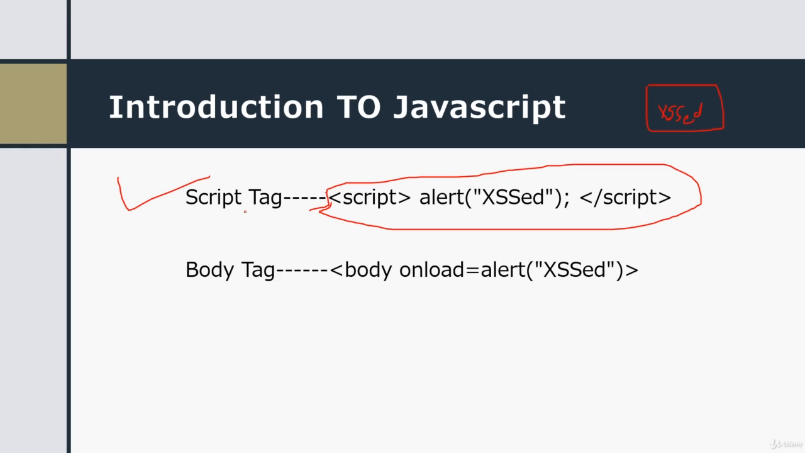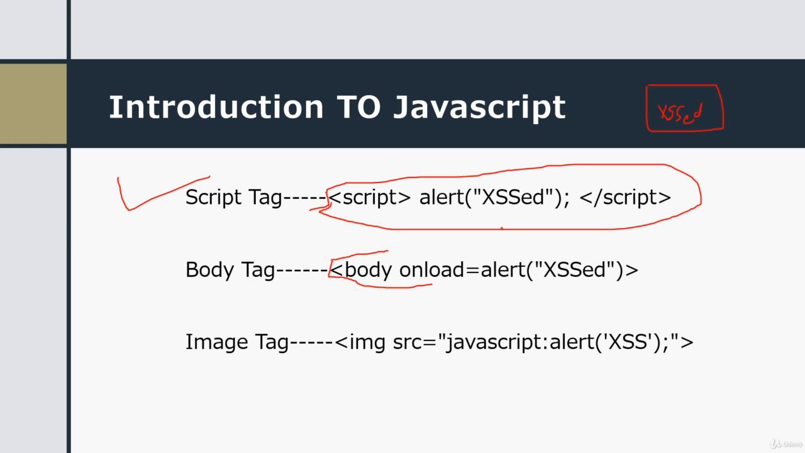Then we have the body tag. This script can also be embedded using the onload event in the body tag. This will simply alert you. The payload is starting from here. It will do the same work as the script tag. Then we have the image tag. This tag can be used to execute JavaScript and is often used for malicious purposes. We are going to see all of them, don't worry.